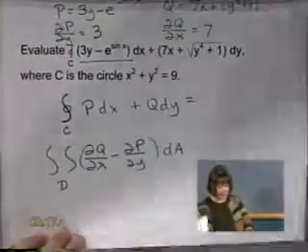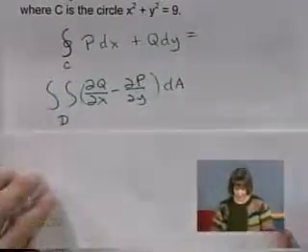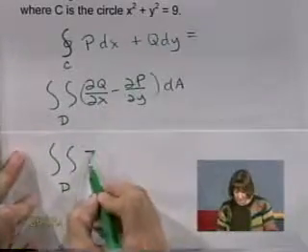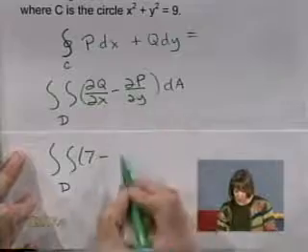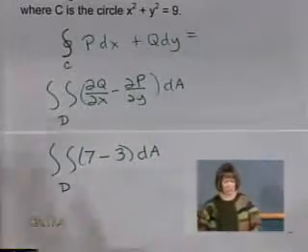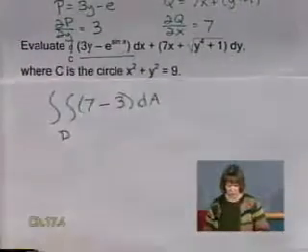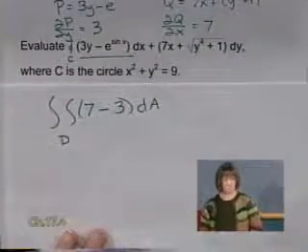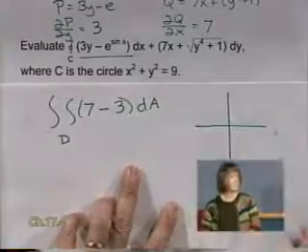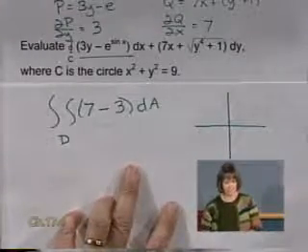So plugging that in to here, we're going to have the integral over D of partial of Q with respect to x, which I got to be 7, minus partial of P with respect to y, which I got to be 3, dA. Now what was my region? My region was the circle that's bounded by x squared plus y squared equals 9. What is that? Circle of radius 3.